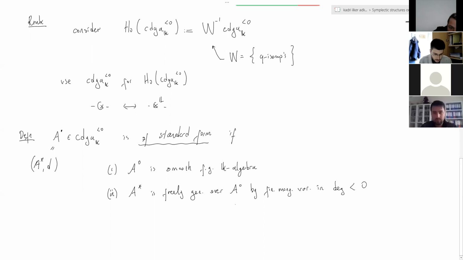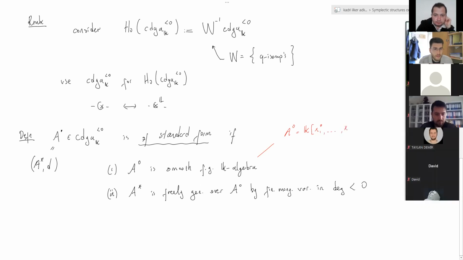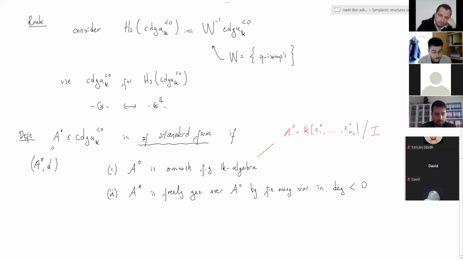Okay, so what does it mean basically? What does it tell us? For instance, the first condition. Algebraically, it means that A0 is something like this. We have K, so we have a ring in finitely many variables, something like this, over the base field K. Let's say these are the variables, divided by some ideal. So it means that A0 is finitely presented.